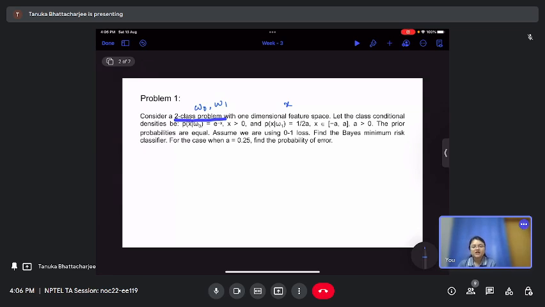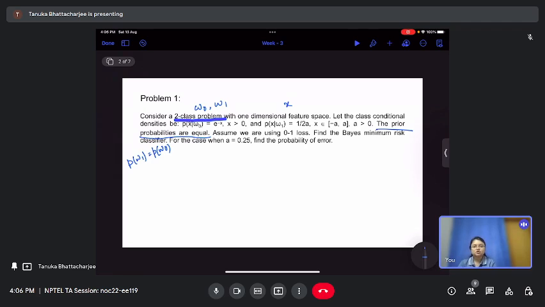Outside that, the probability is 0, it is not likely to come from there. These are the two class conditional densities provided, and it is said that the prior probabilities are equal. That means p of omega 1 is equal to p of omega 0. So the two classes are equally likely. The prior probabilities are equal.